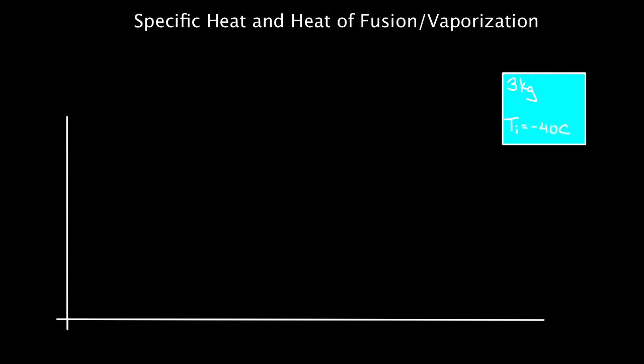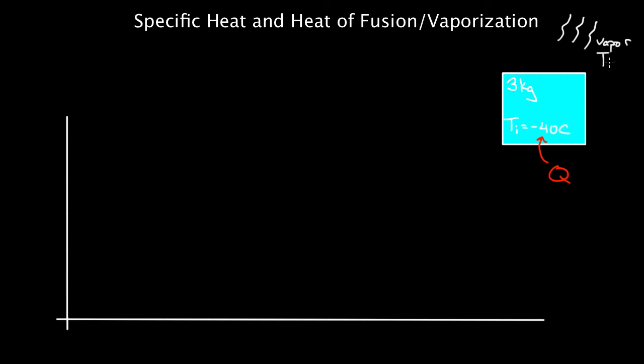The question I want to know: how much heat would we have to add in order to turn this 3 kilogram block of ice into 3 kilograms of water vapor? But not just get it to the point of being vapor. I want to get it to hotter than 100 degrees Celsius.